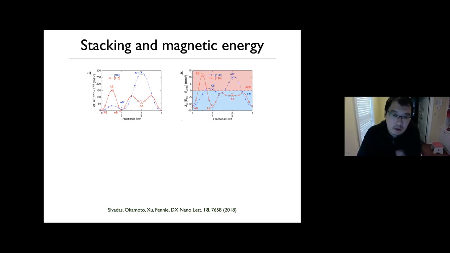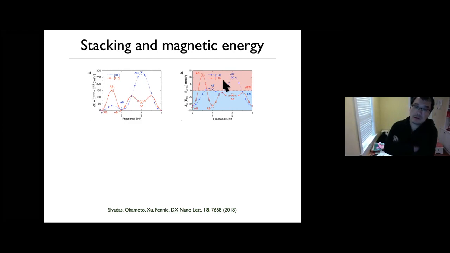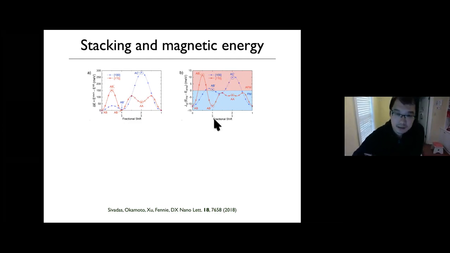What's more interesting is that we then try to fix the spin configuration to be ferromagnetic and layered antiferromagnetic, and then calculate the total energy difference. You see that this blue region corresponds to the ferromagnetic configuration, while this red region corresponds to the antiferromagnetic configuration. Now you can clearly see that as you shift one layer against the other, this interlayer exchange will actually oscillate between the ferromagnetic and antiferromagnetic regions.